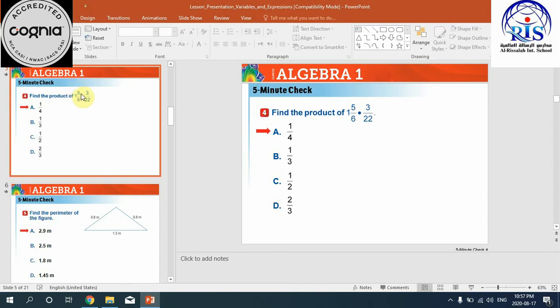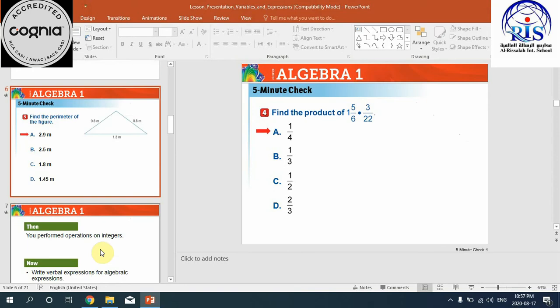11 over 6 times 3 over 22. How do we multiply fractions? Of course, we multiply numerator by numerator and denominator by denominator. Then I will multiply 11 by 3. It will be 33, and I multiply 6 times 22. After I find the answer, I simplify it, it becomes 1 over 4.